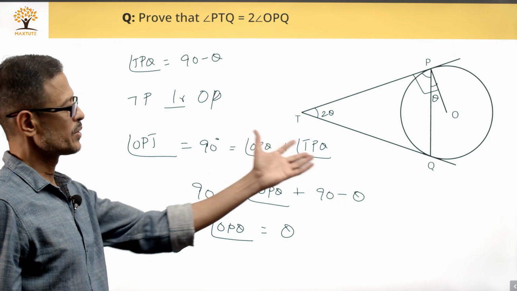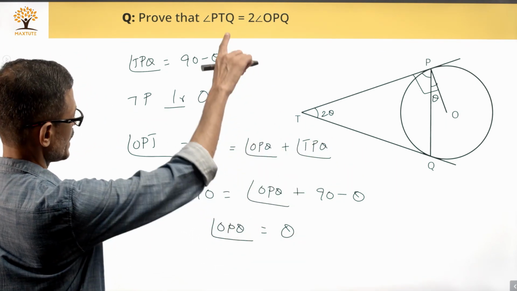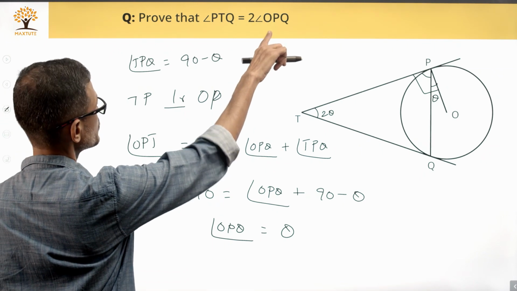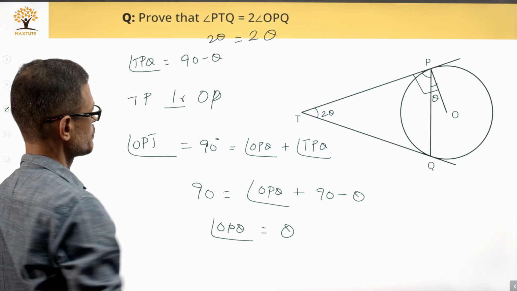We know PTQ is equal to 2 theta. That's the initial assumption or assignment that we did. So what have we established? OPQ is equal to theta, which is 2 times theta, is equal to 2 theta. We have proved that.